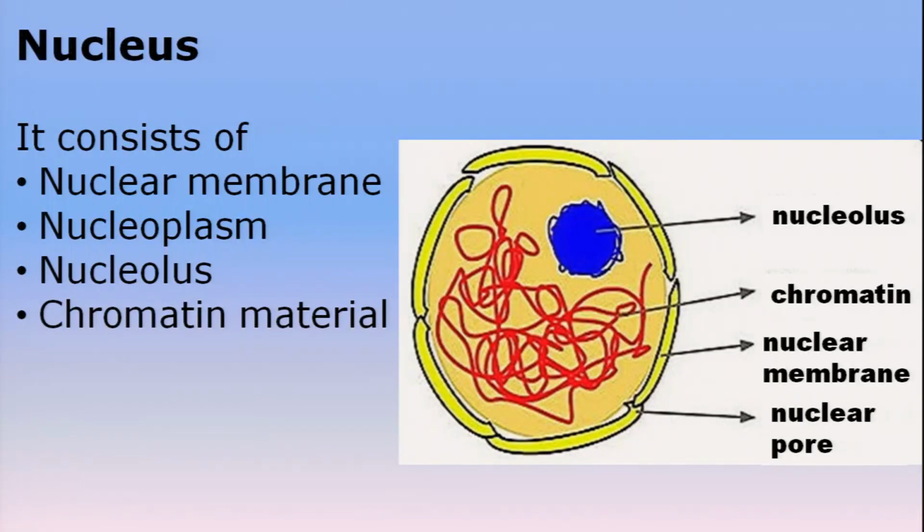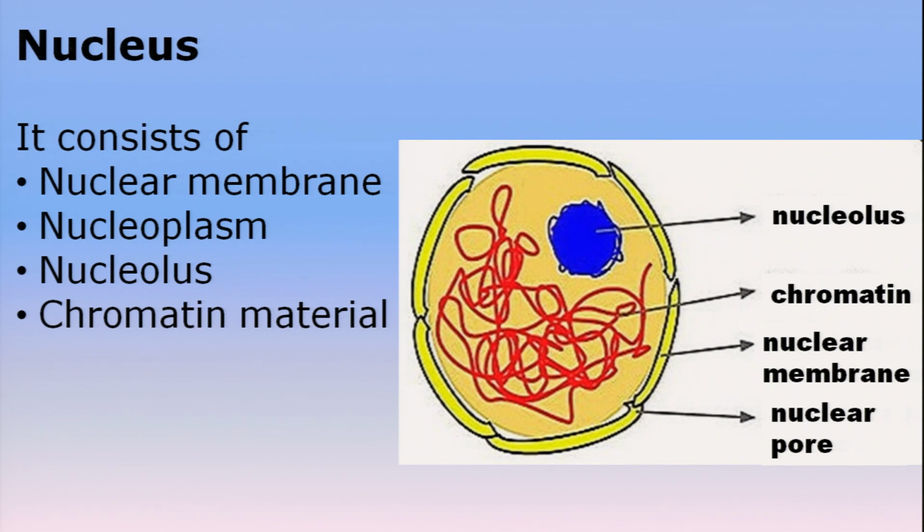Can you say why these pores are present? What might be the function of these pores? Yes, these pores help in exchanging material between the nucleus and its surroundings. Means exchanging the material between nucleus and cytoplasm. So the nuclear pores are present for exchange of materials. Then nucleoplasm. As you see, the fluid contents of the cell is called cytoplasm. Likewise, the fluid contents of the nucleus is called nucleoplasm. Its chemical composition is almost same to cytoplasm.